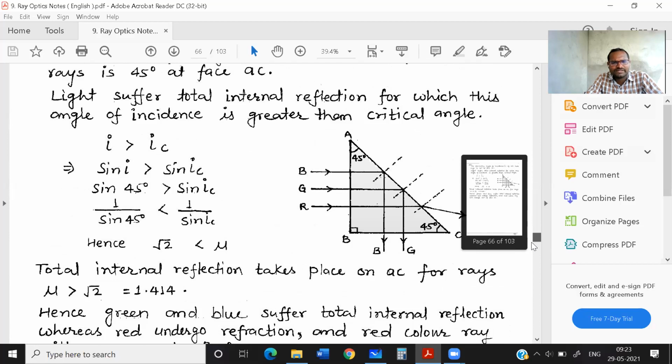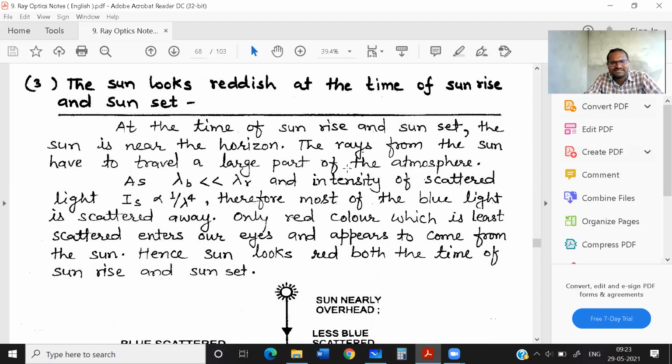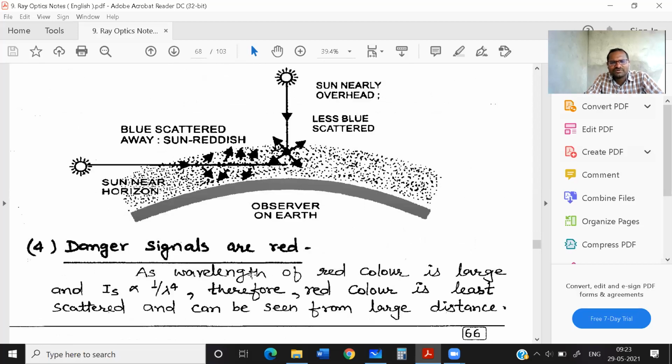This is also not required. Yes, scattering, it is deleted. Okay, why the sun looks reddish at the time of sunrise and sunset? Not required, this is all due to scattering only. Danger signals are red in color. Why? Not required. Rainbow formation, how it will form? Not required because it is deleted.